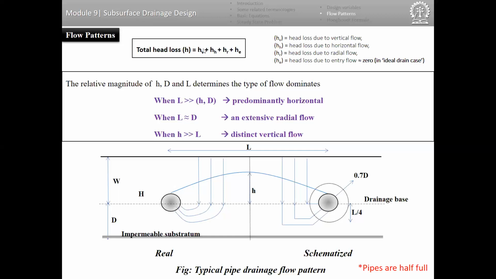So this h can be written as a sum of head loss due to vertical flow, plus head loss due to horizontal flow, plus head loss due to radial flow, plus head loss due to entry flow. Normally we select our drain and our design will be such that this HE will be close to zero. So this is the ideal drain case. Our objective will be to minimize this HE. So now let's discuss these flows one by one.